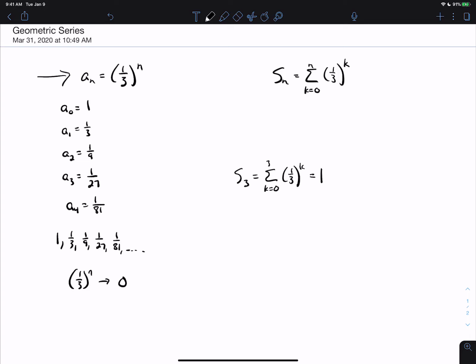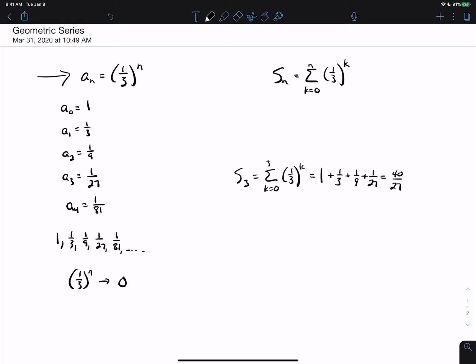So if I plug in k equals 0, I get 1. If I plug in k equals 1, I get 1/3. k equals 2 gets us 1/9, not 1/3. k equals 3 gets us, and plus, gets us 1 over 27. And then if we add those up, we get 40 over 27. And so that is S_3, but we're adding the terms in the sequence on the left in order to get a single term in the sequence on the right.